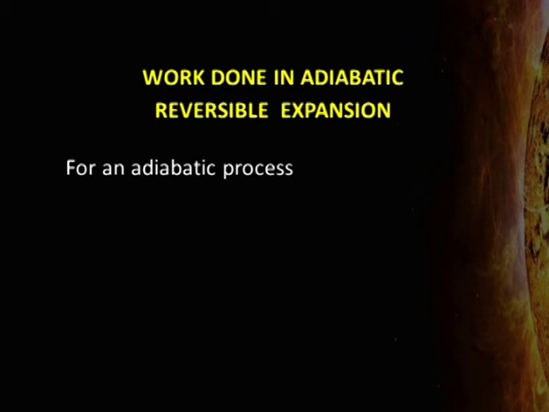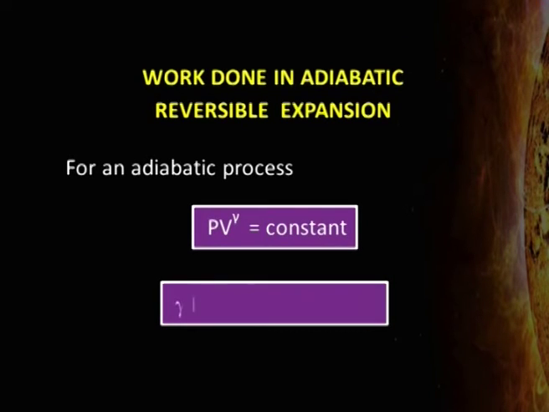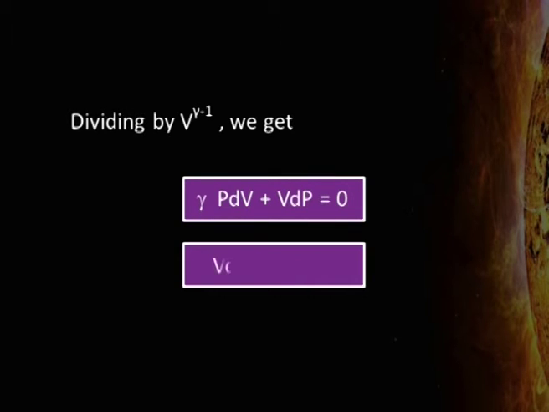You know that for an adiabatic process, PV to the power gamma is constant. Differentiating it, we have gamma PV to the power gamma minus 1 dV plus V to the power gamma dP is equal to 0. Dividing the whole of this equation by V to the power gamma minus 1, we will get gamma P dV plus V dP equal to 0. Therefore, V dP will be equal to minus gamma multiplied by P dV.